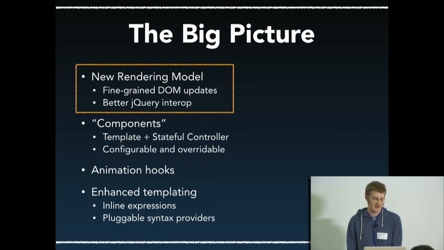And down the line, we are going to have some exciting enhancements to templating. We're thinking about having inline expressions, so you can do if statements, do math inside a template, and pluggable syntax providers. So you'd have a Jade-like syntax, different syntaxes for your templates. So that gold box, the new rendering model, is what we're working on and releasing first, and that's mostly what I'm going to be talking about today.